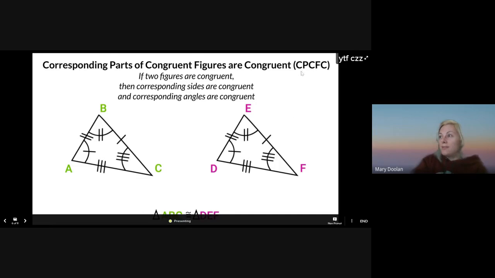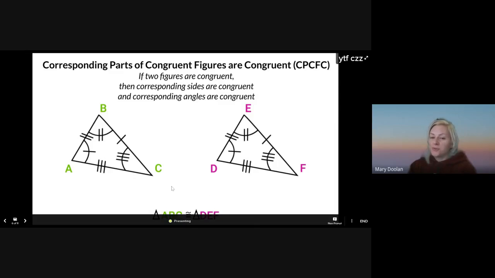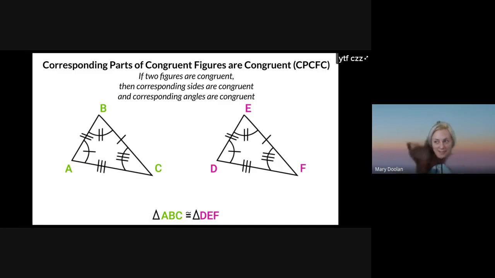Now, the reason we have this little abbreviation is that next week we're going to start doing some very basic proofs where we're going to prove things to be true. And sometimes we're going to use this theorem that corresponding parts of congruent figures are congruent. So instead of having to write out corresponding parts of congruent figures are congruent, we can just shorten it by saying by CPCFC. And that's a quicker way to write a proof. Our proofs won't be very long. Okay, they're going to be in a table. You'll be able to handle it.